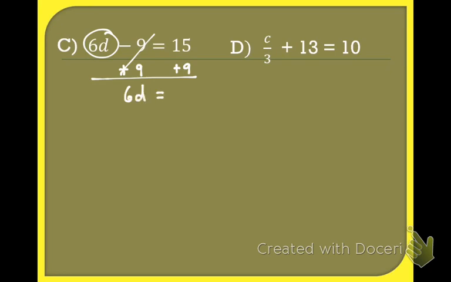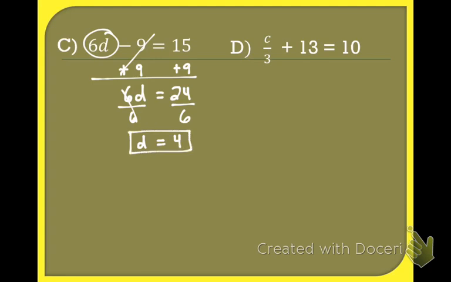Then 15 plus 9 is going to be 24. Once again, on the left-hand side, I am trying to get d all by itself. What's not allowing d to be alone? The 6, but what about the 6? Multiply by 6. So the opposite of multiply by 6 is divide by 6. I am now left with d equals 4. So that's your answer, but remember I need to check it.